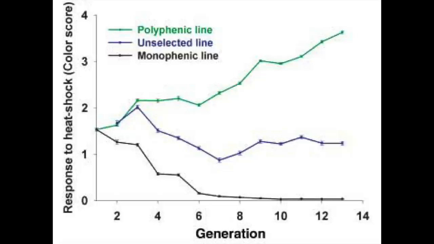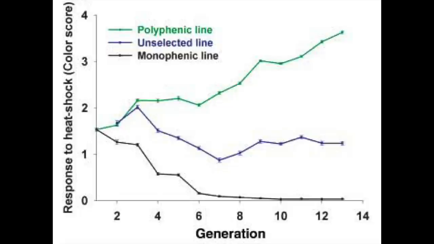The polyphenic line, on the other hand, keeps getting greener and greener and greener. That is, they become more sensitive to heat shock. They're black if they're kept cool, but they switch to green if they are stressed by exposure to fairly high temperatures. Now, this is genetic accommodation because the line has become more readily responsive to the environment. Again, look how quickly this happened. In less than 14 generations, they have a population that reacts strongly to heat shock with deactivation of that enzyme, DOPA decarboxylase, so they don't produce the black pigment.